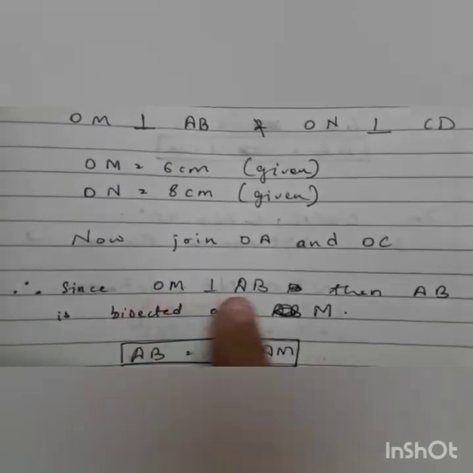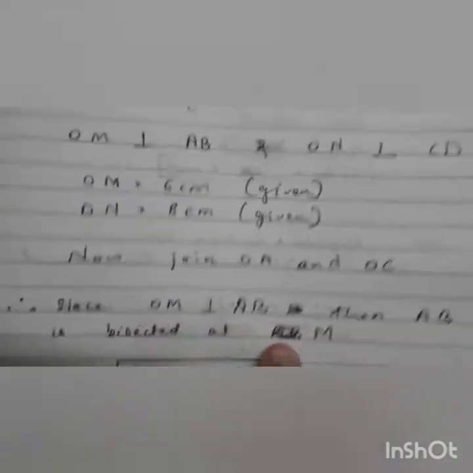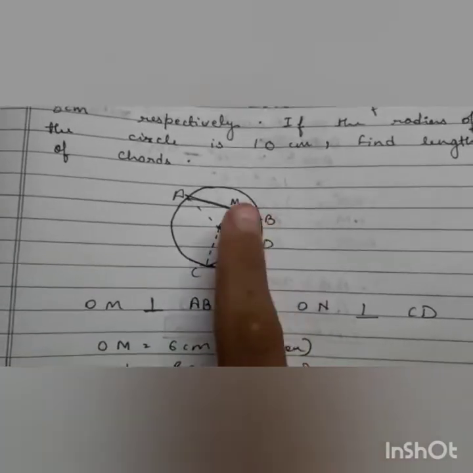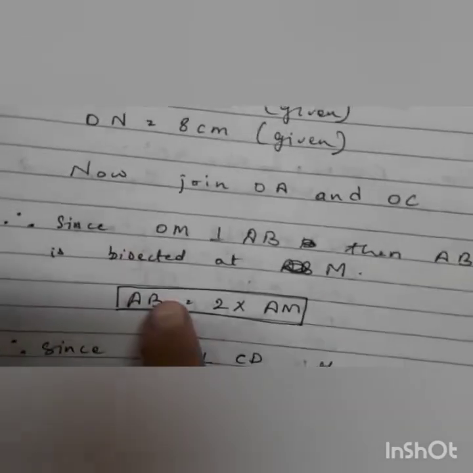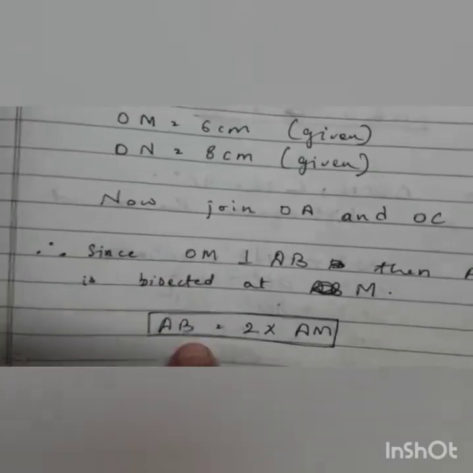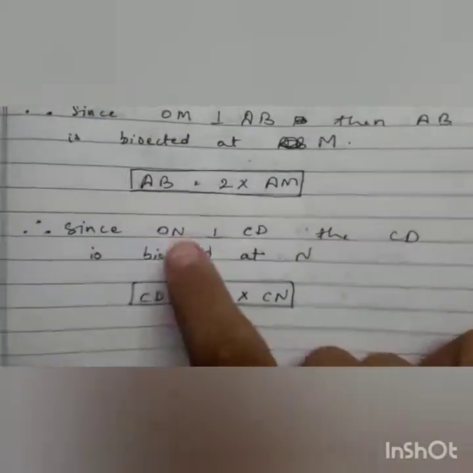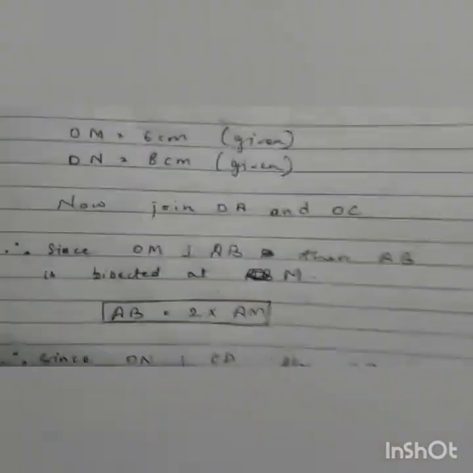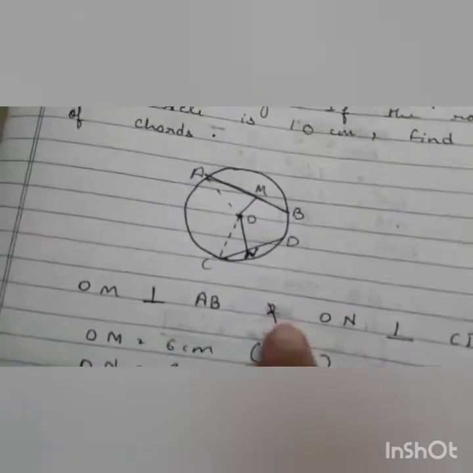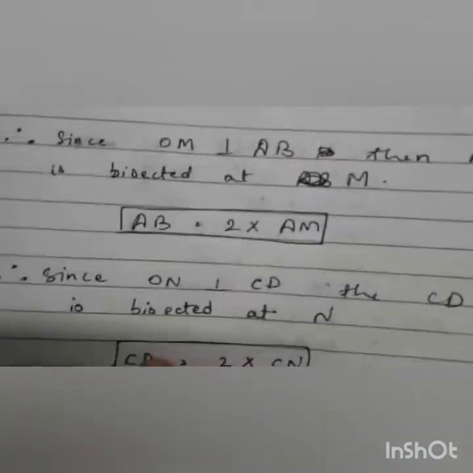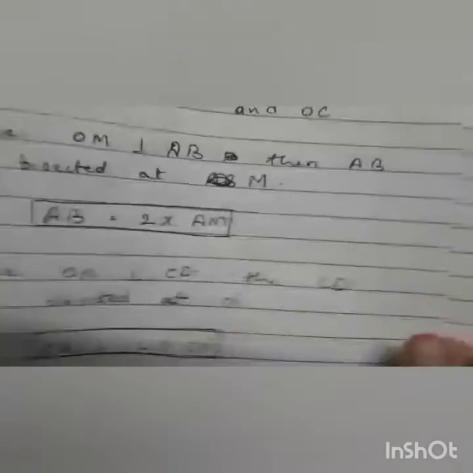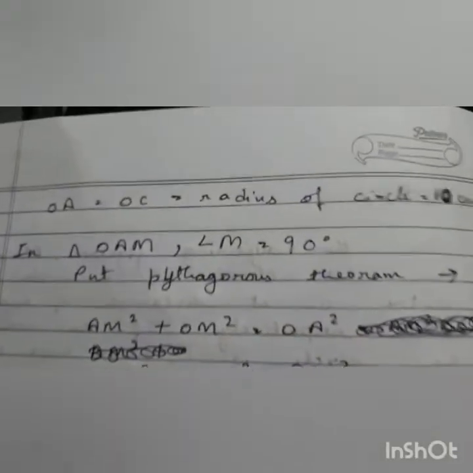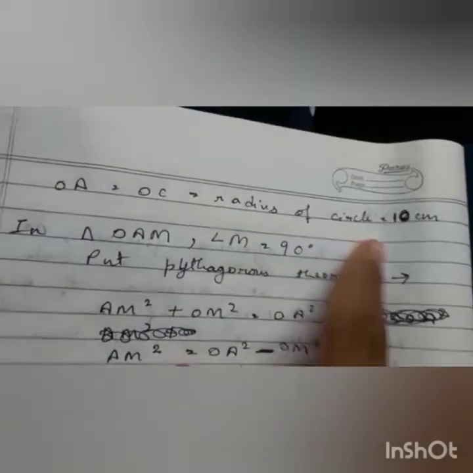Then since OM bisects AB, AB is bisected at M. So AM multiplied by 2 becomes AB. Since ON bisects CD, CD is bisected at N. So this also comes CD equals 2 CN, and OA equals OC, which equals the radius of the circle, 10 centimeter.